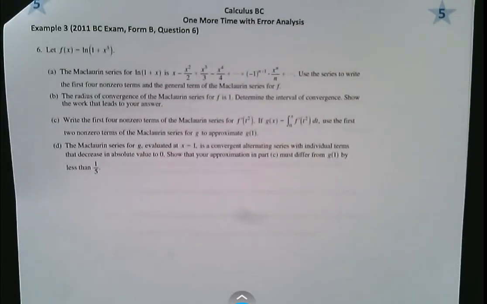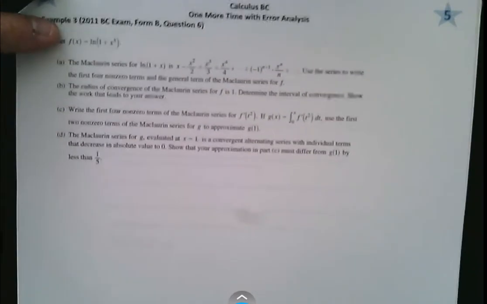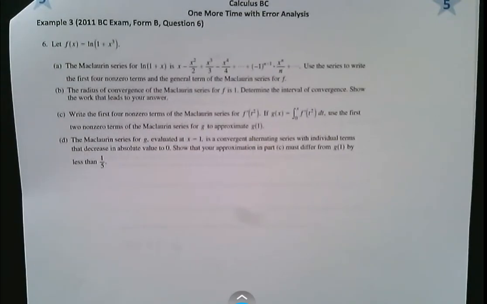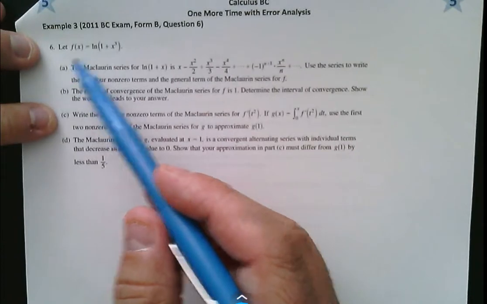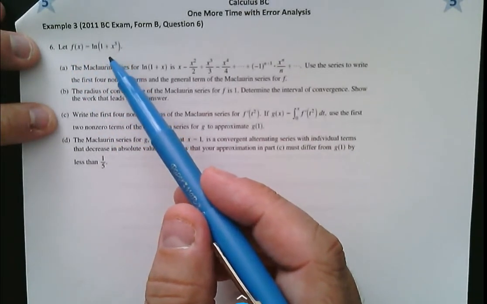This question comes from the 2011 BC Form B exam. It's question 6. I got to tell you, series questions are almost always question number 6. There are a couple of exceptions, but not too many. Okay, they tell us that f of x is the natural log of 1 plus x cubed.